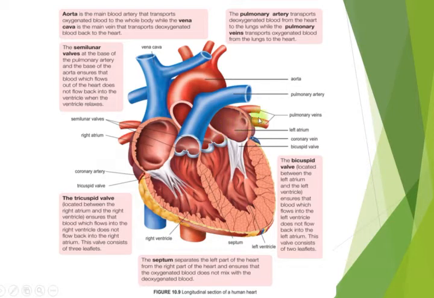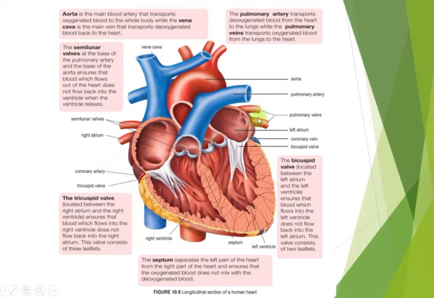And then the other two vessels. This is the pulmonary veins. What is the function of the pulmonary veins? They will transport the oxygenated blood from the lungs. So the pulmonary veins here will connect to the lungs here.